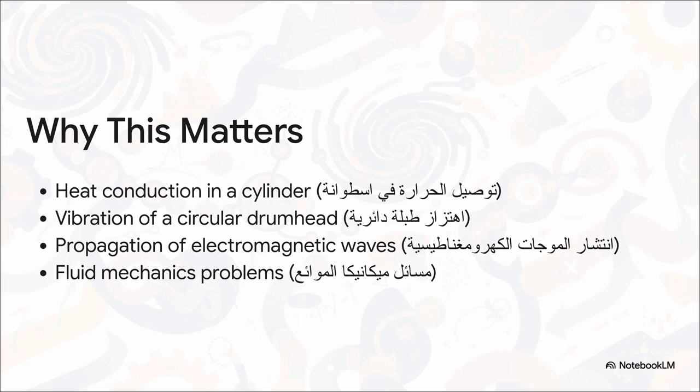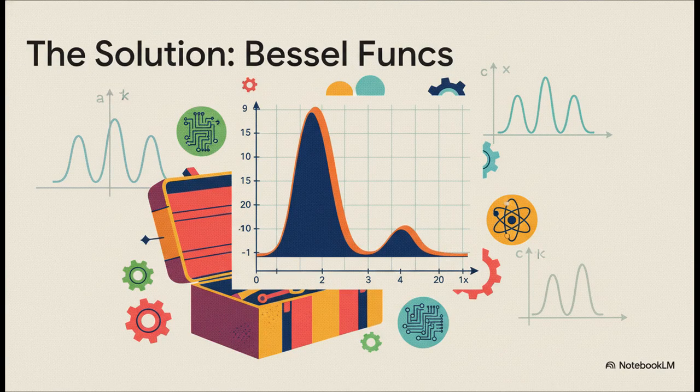So why do we care so much about this one abstract-looking equation? Because this thing shows up absolutely everywhere. As you can see from these examples listed here in both English and Arabic, if you want to understand how a drum vibrates, how heat moves through a pipe, or how radio waves travel, you need to solve Bessel's equation. And this is where it gets really cool. The solutions we find aren't things we already know like sine or cosine. They're a whole new class of functions called Bessel functions. By solving this one DE, mathematicians didn't just get an answer, they discovered an entirely new set of tools for describing how the physical world works.